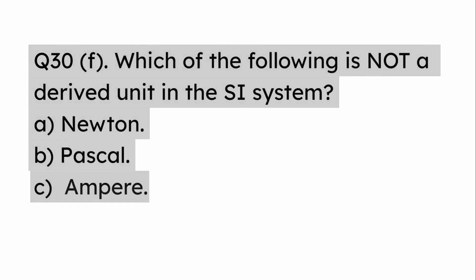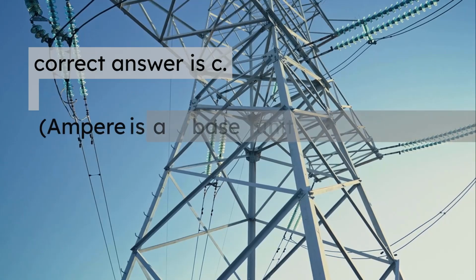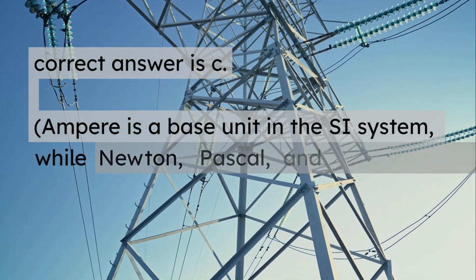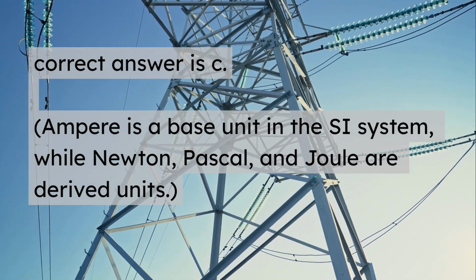Q30. F. Which of the following is not a derived unit in the SI system? A. Newton. B. Pascal. C. Ampere. D. Joule. Correct answer is C. Ampere is a base unit in the SI system, while Newton, Pascal, and Joule are derived units.